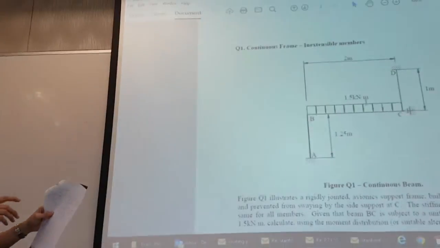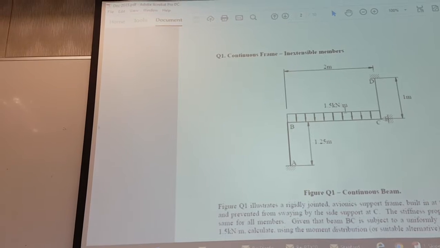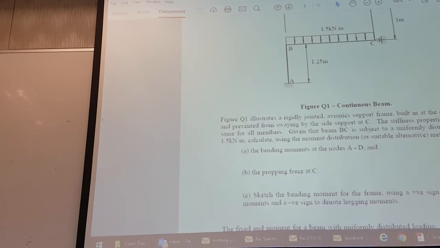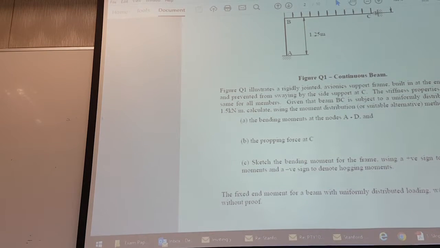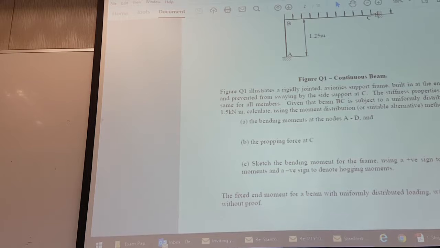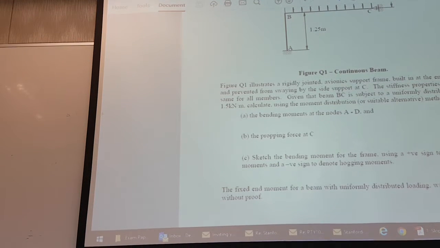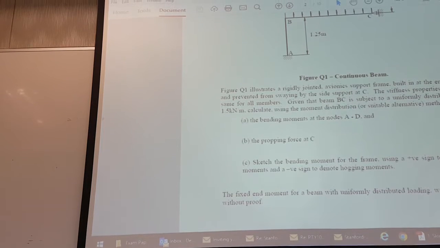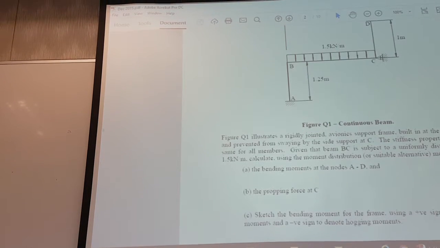Alright, so this is the question that's actually given. It's first asking you to determine three things. Determine the bending moments at the nodes A and D, and then the propping force at C, and last but not least, draw the bending moment diagram for the frame.